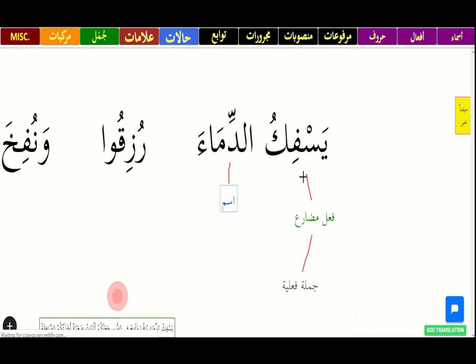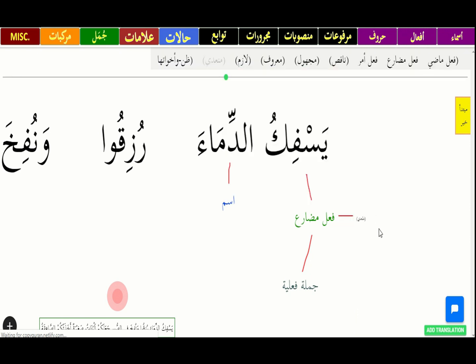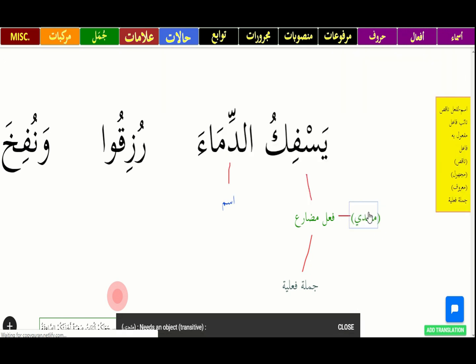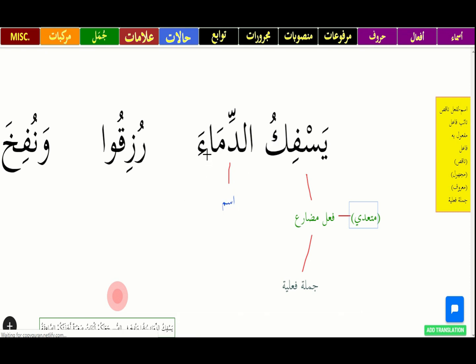Yasfiku means to spill. So this verb is muta'addi. Muta'addi means it demands a direct object. So this verbal sentence actually requires 3 parts, and we only have 2 words over here. It makes sense because the word ad-dima is in the state of nasb, it doesn't have a dhamma on that hamza over there, so it's in the state of nasb.